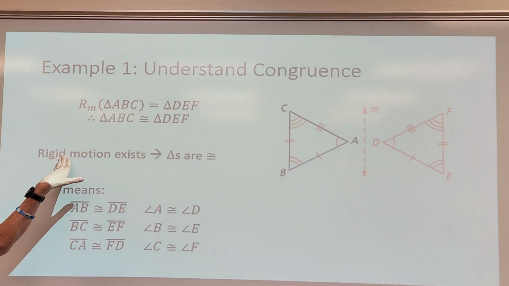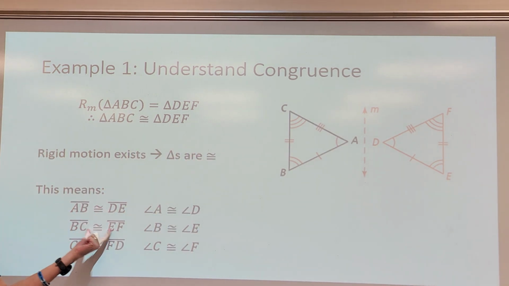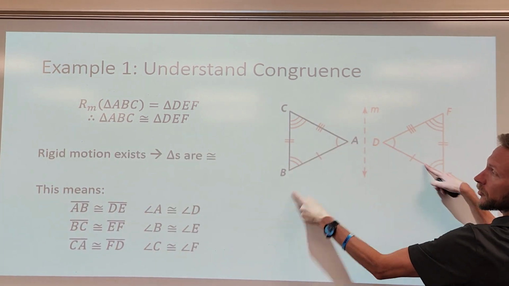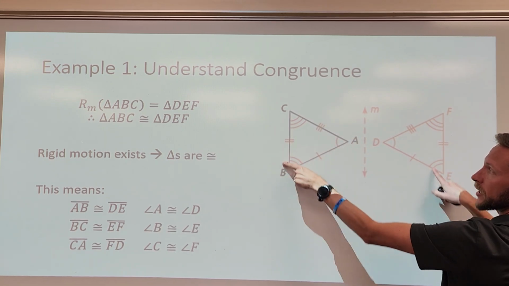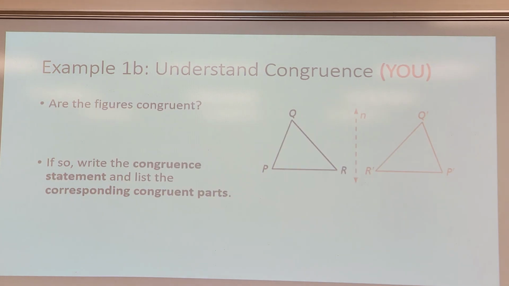Keep that in mind. If a rigid motion exists, then these triangles are congruent, which means that all of their corresponding parts are congruent. These sides are congruent to each other, these sides congruent, those sides congruent. These angles congruent, those angles congruent. We can see the markings on the diagrams.